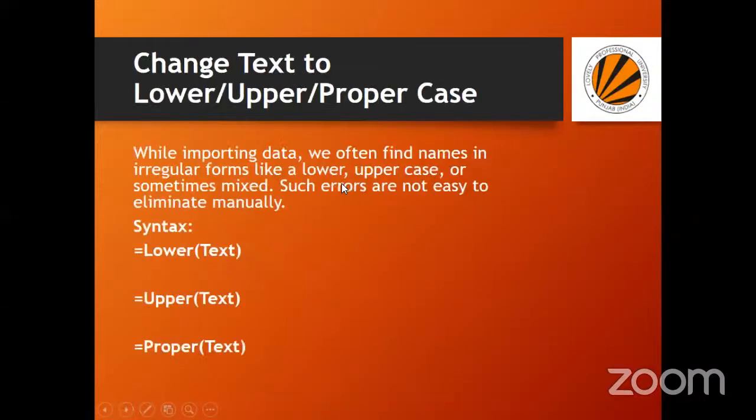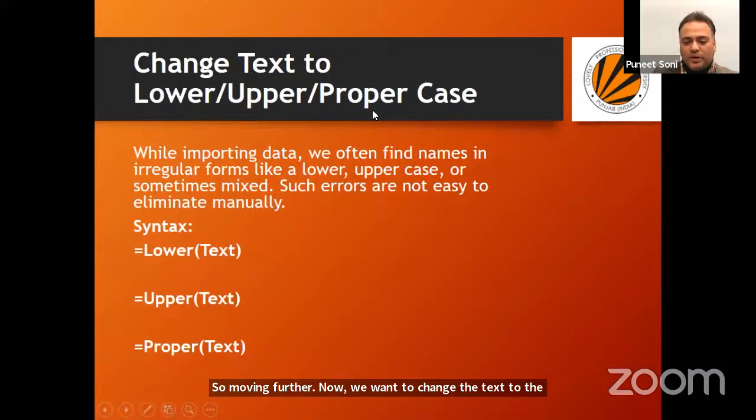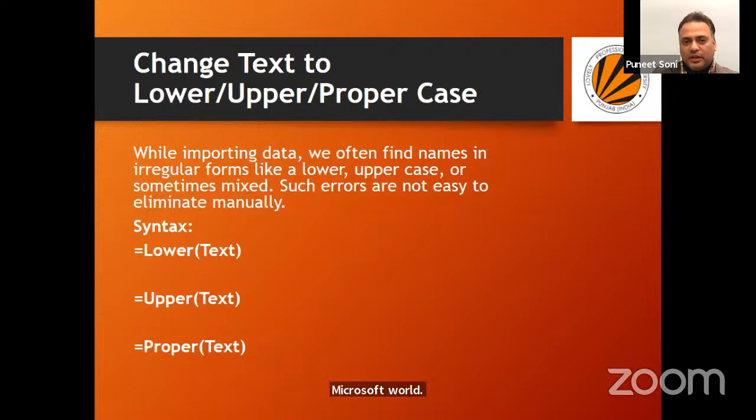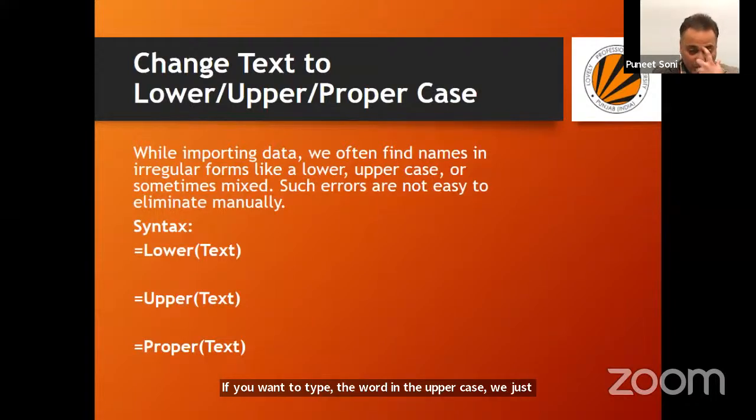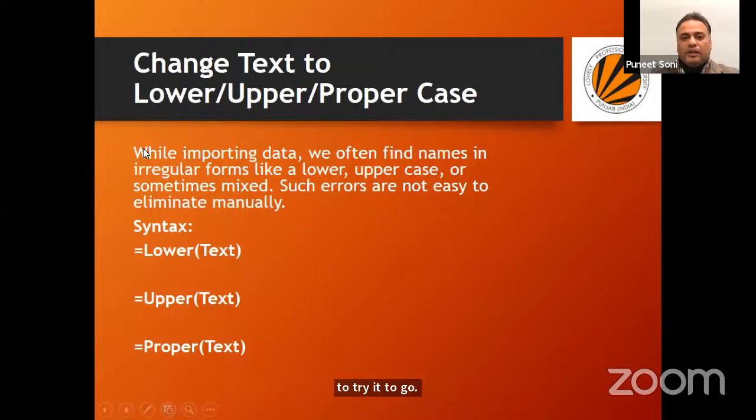So moving further, now we want to change the text to lower, upper and proper case. Just like in Microsoft Word, if we want to type the word in upper case, we just press the caps lock and we can type the same. If we want to type it into a proper case, we can do it easily over there. So in the Excel sheet, there is a provision to convert the text into lower, upper and proper case. And what is the syntax to do that?